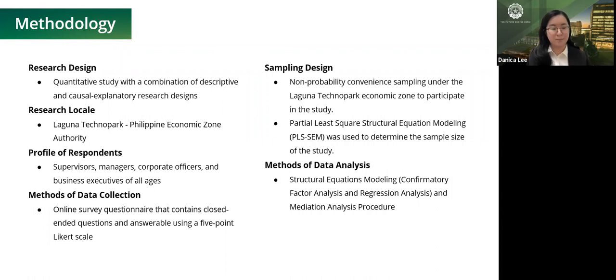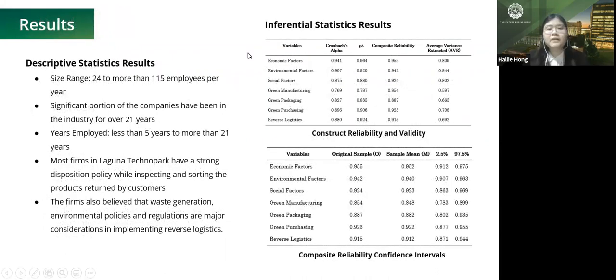Next slide, please. We surveyed individuals who are all in positions to have knowledge of and decision-making capabilities over the company's logistics activities, with a significant portion actively working in the manufacturing industry for over 21 years. The principal products of the companies showed significant variation, with no specific type making up a majority of the respondents.